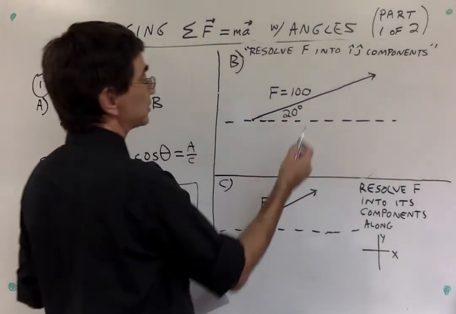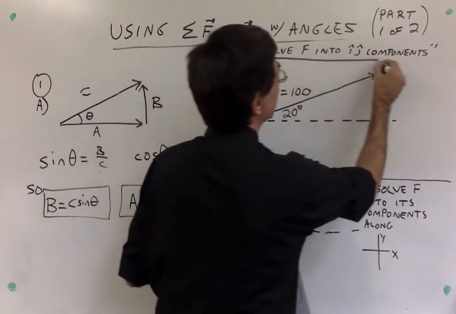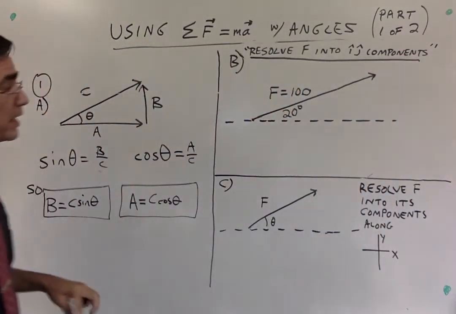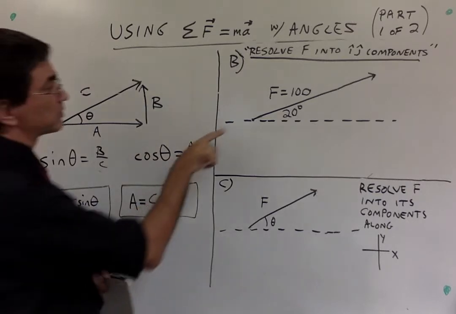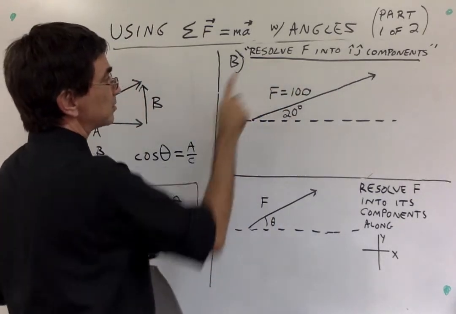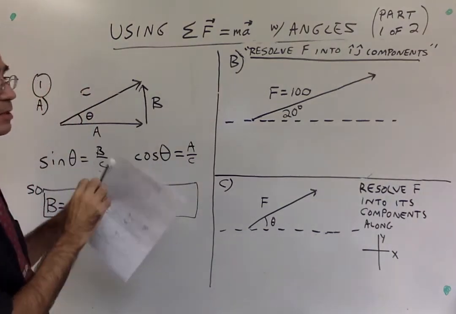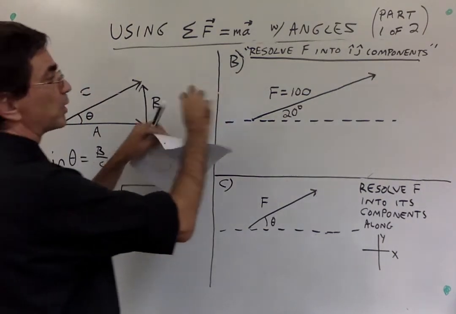Okay, so here I ask you to do it with actual numbers. And notice I've written the formal, official way this could be phrased in a book or in a college class. You're being asked to resolve the vector F into its ij components. Now I want to say just a little bit about that vocabulary. Resolve here means to break up. It doesn't mean to make a New Year's resolution. It means to break up.